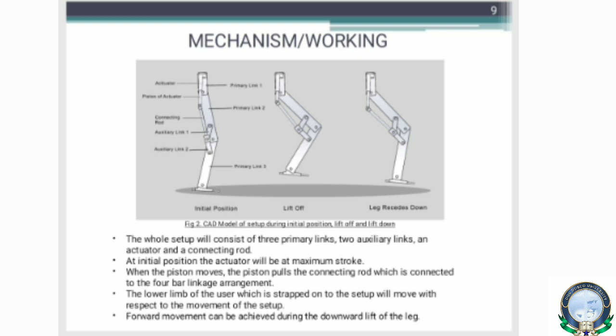Link 2 will be strapped on the thigh of the user, and link 3 on the lower part of his leg. Therefore, the mechanism will lift the legs up and down, and the forward steps will also be obtained during the lift down.